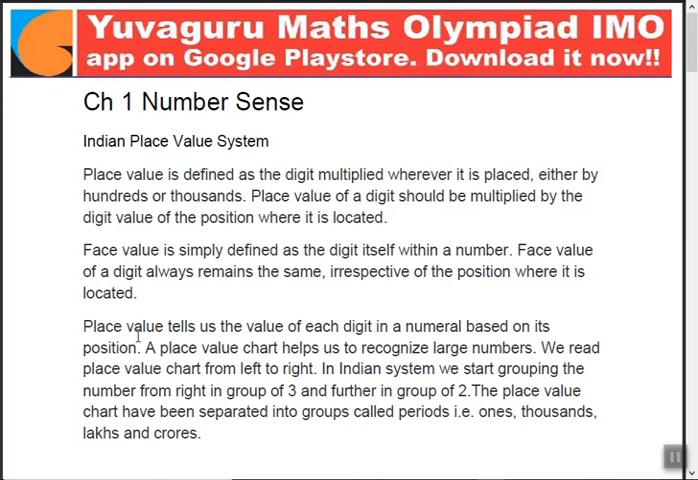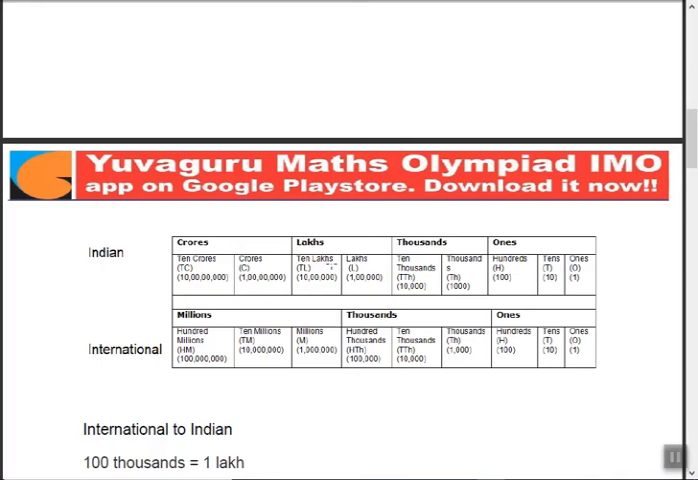Place value tells us the value of each digit in a numeral based on its position, right? Based on its position means what? If it's in the thousands place, multiplied by 1000, tens place multiplied by 10, whatever it is. A place value chart helps us to recognize large numbers. It's very simple. If the chart is there, see, chart means what?